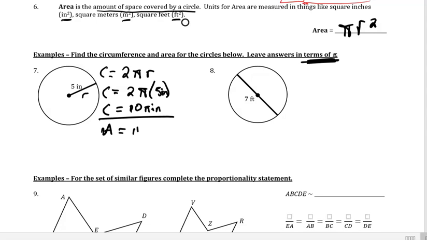Area is pi times your radius squared. The radius is, again, that segment shown, 5 inches. And we need to square that. So 5 squared would be 25, then your pi. But notice how your unit of inches is also getting squared. So this would be 25 pi inches squared.